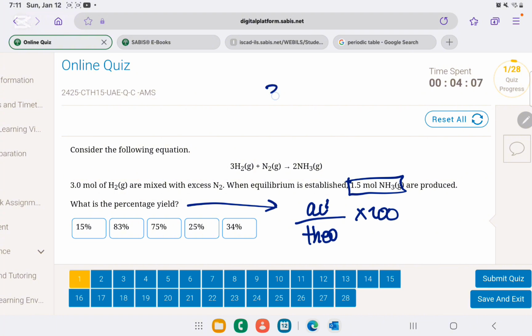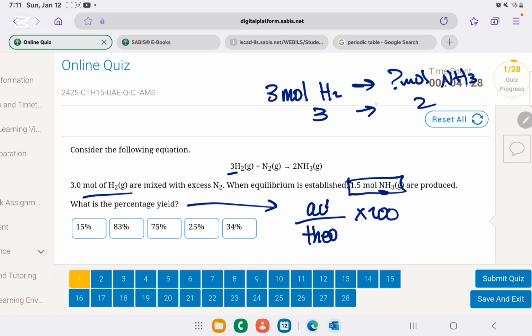So to do that, we're going to do 3 moles of H2 that the question gives, gives question mark moles of NH3. And then under the moles of H2, we're going to write the coefficient of H2 in the equation, so 3. And then under the moles of NH3, we're going to write the coefficient of NH3 in the equation, so 2. Then we're going to cross multiply. We're going to get the theoretical yield to be equal to 2 moles.